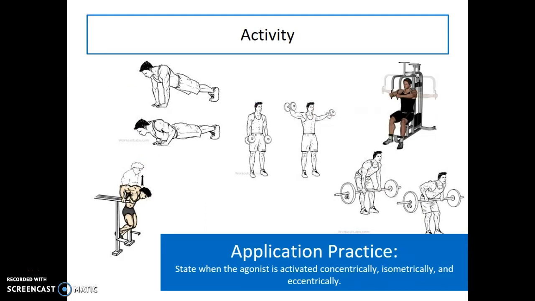And finally, there are other exercises that you can find on the internet and really be able to practice. So figure out when the agonist is activated concentrically, isometrically, and eccentrically. All 3 muscle contractions are typically present when we are doing weight training. That might change when we're doing something like a plank, where typically it's always isometric.